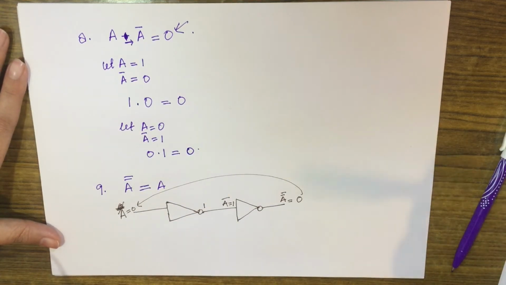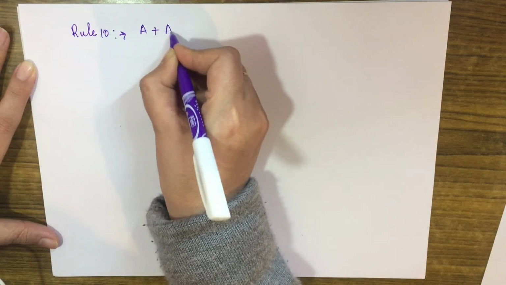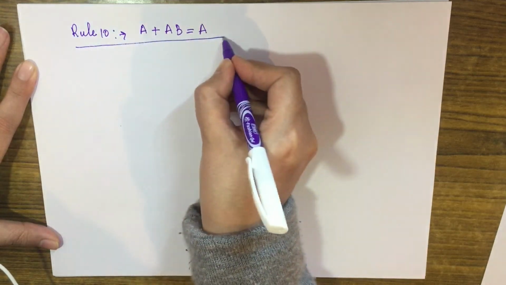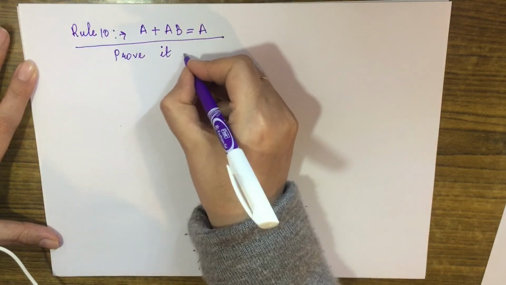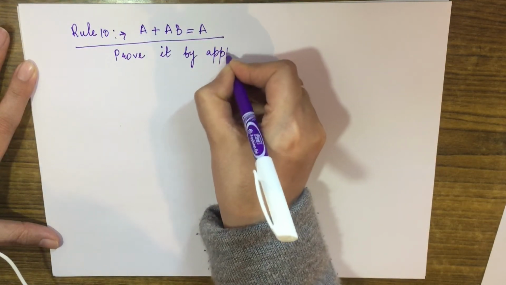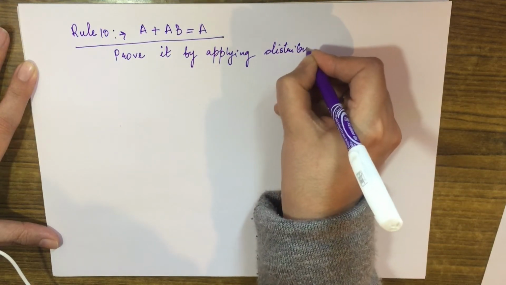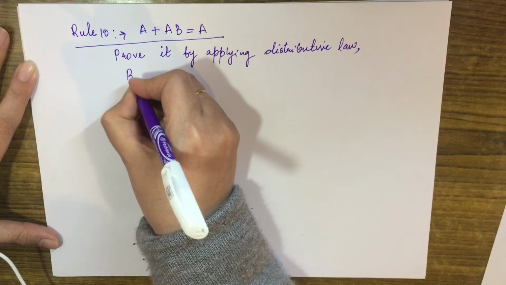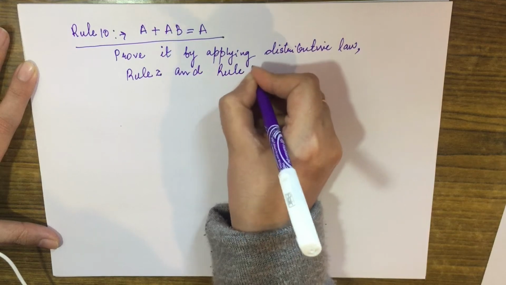Now we will take another rule, that is rule number 10. Rule 10 says a or ab is always equivalent to a. We will prove this rule by applying the distributive law, rule 2 and rule 4.